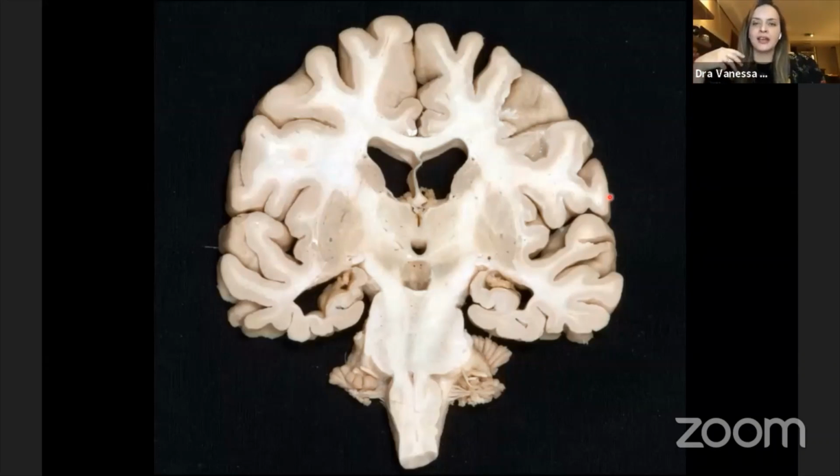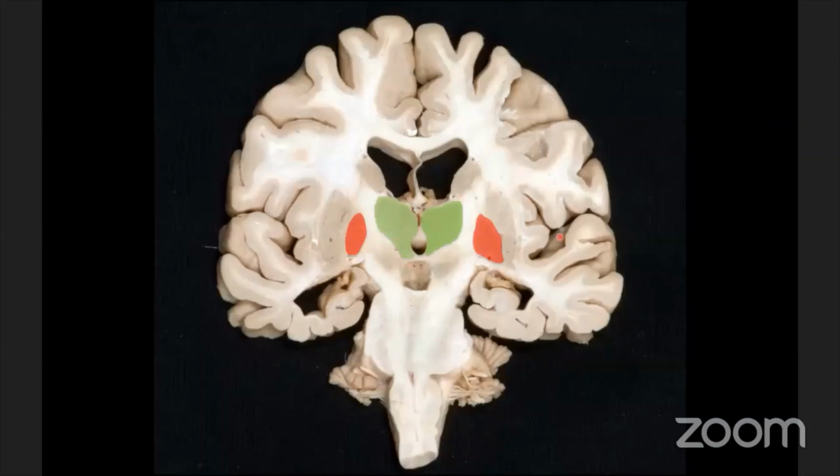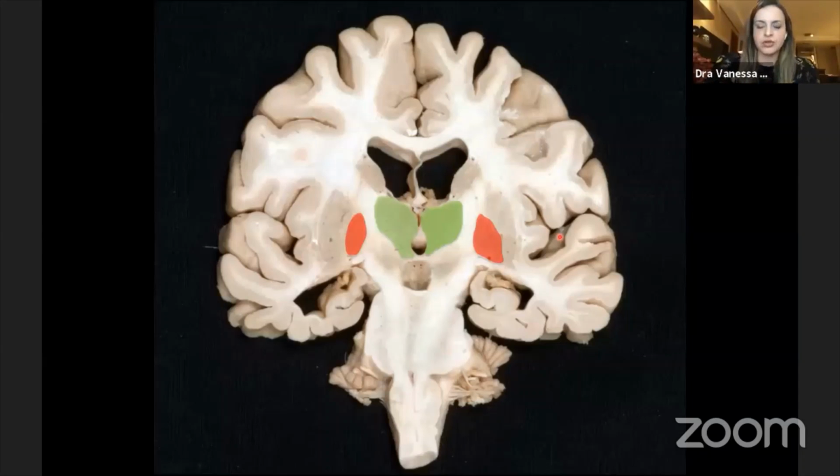That's why I tried to learn even more about these structures, mainly the globus pallidus and also the thalamus, okay? I also studied other structures, but because here we are talking about the central core, I want to go deeper in these structures, okay? And these structures are also important for tumor surgeries.